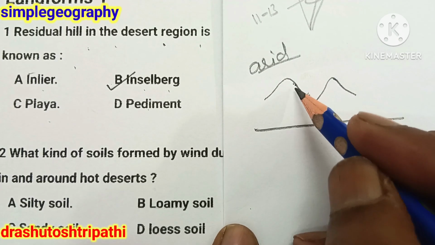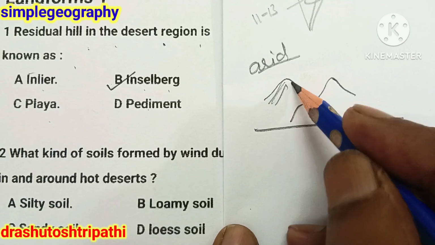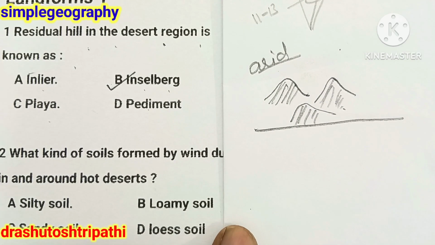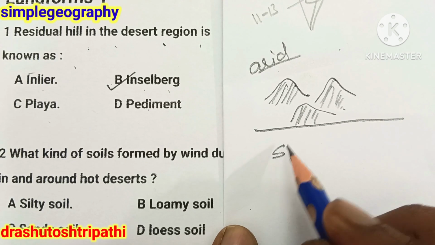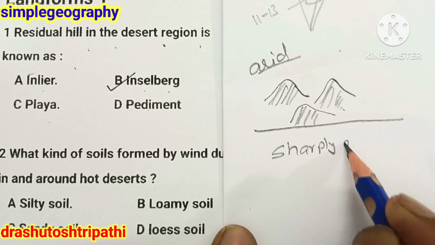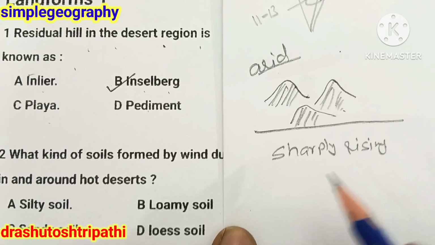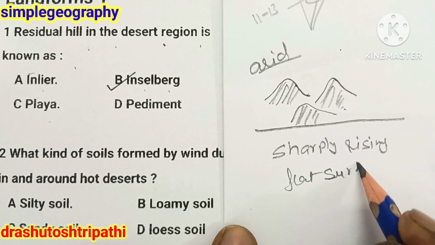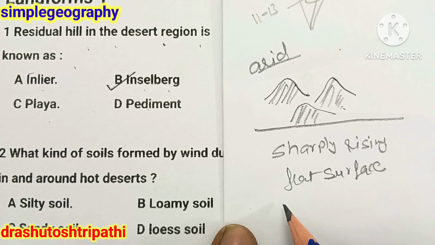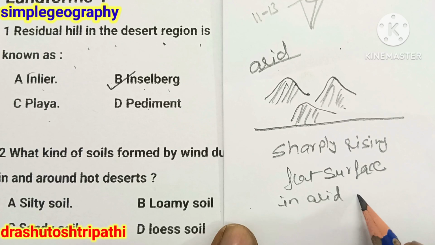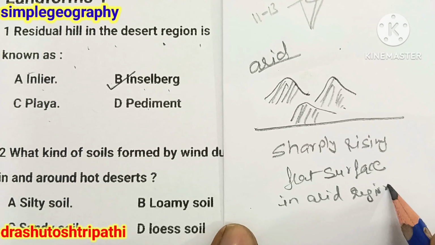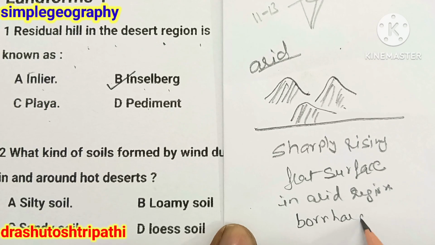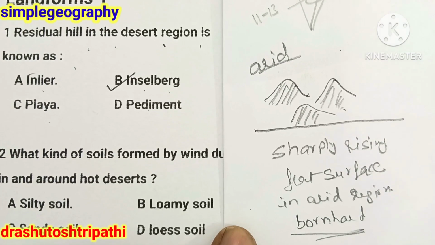Residual hills, these are the Inselberg. The definition is a sharply rising residual hill above a flat surface in an arid region, which means a desert area. It's called Inselberg. It is also known as Bornhardt. This is also known as Bornhardt.